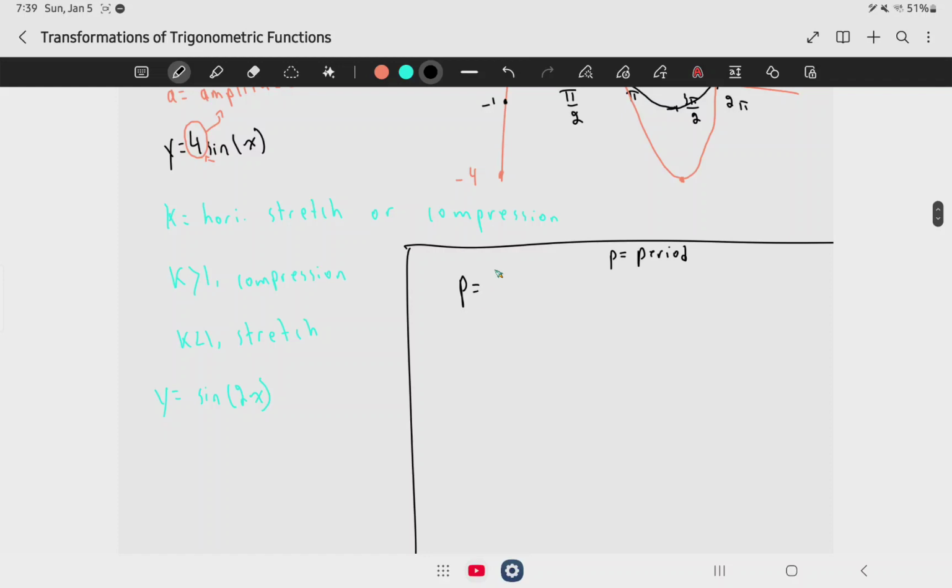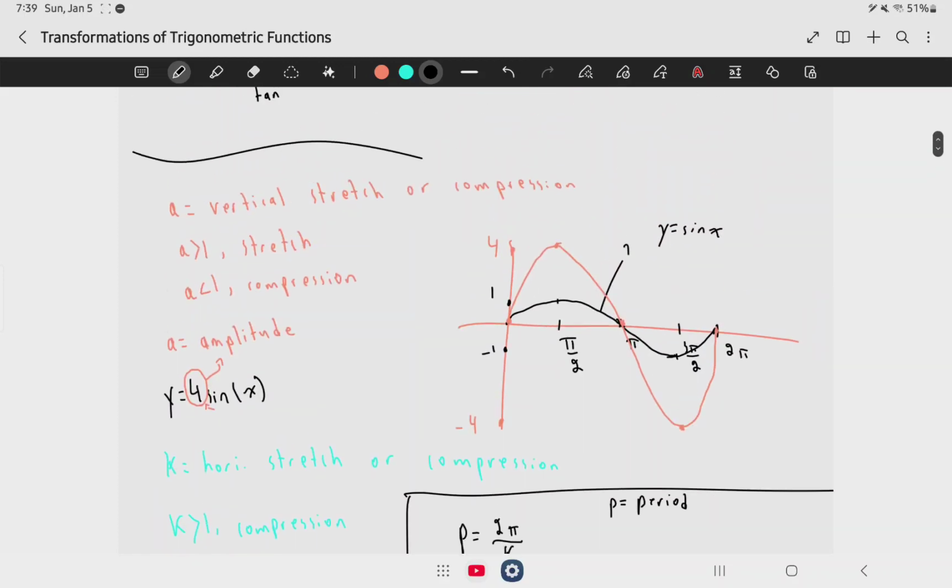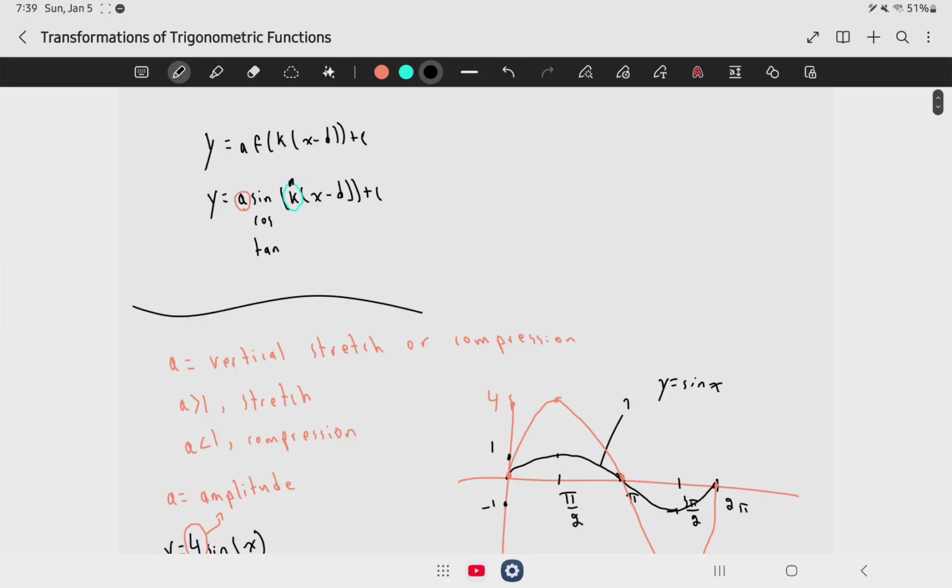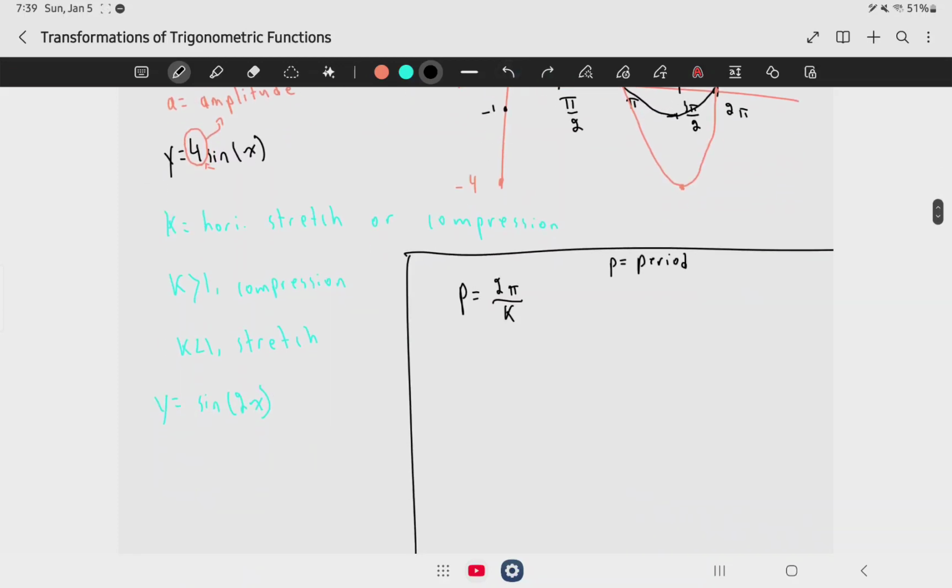So p is equal to 2 pi over k, and k is that value that is in our equation. And then if you do some cross multiplication, you can also say that k is equal to 2 pi over a period.